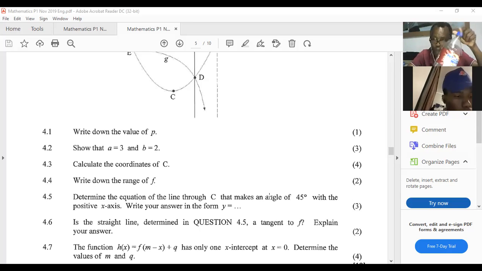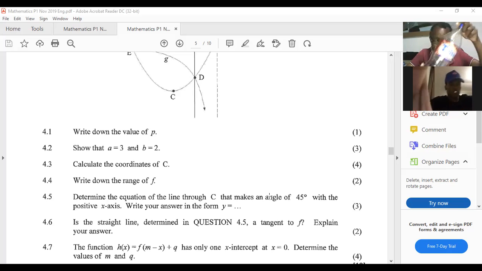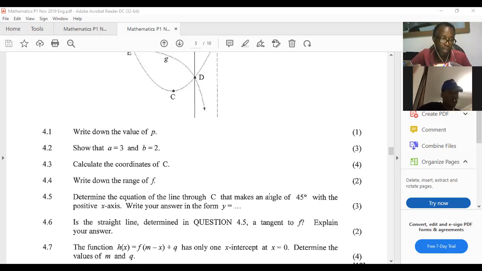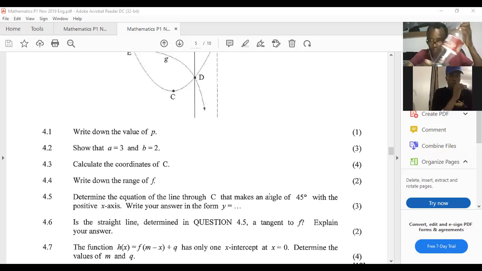The range is all the possible y values of that particular graph. The domain is all possible x values.